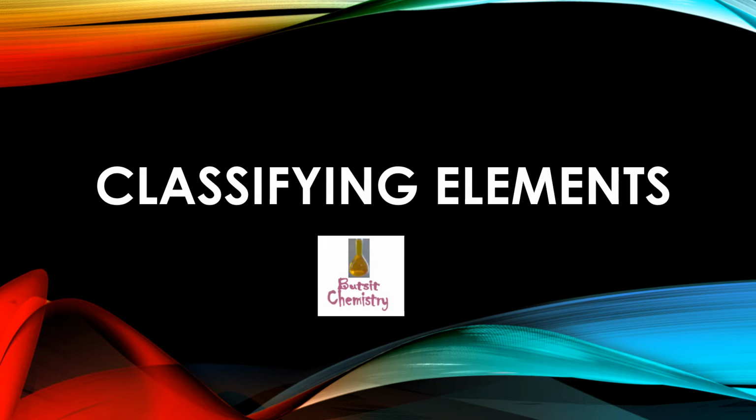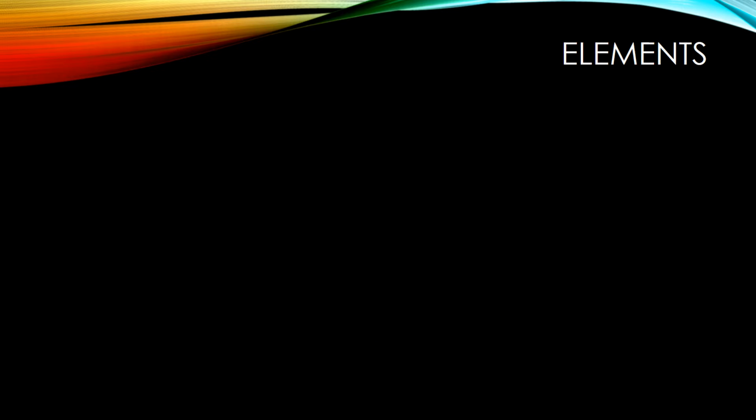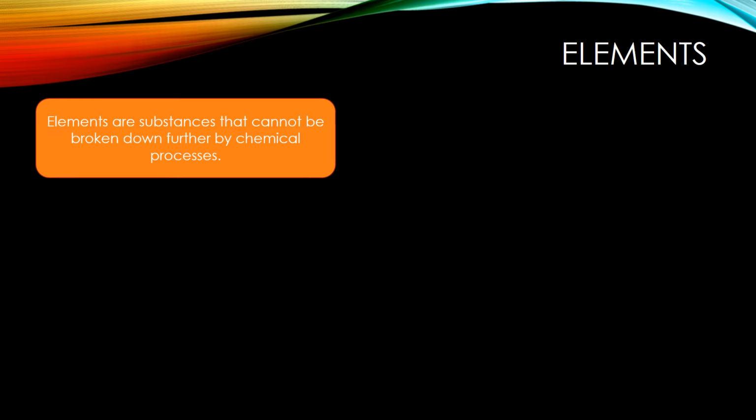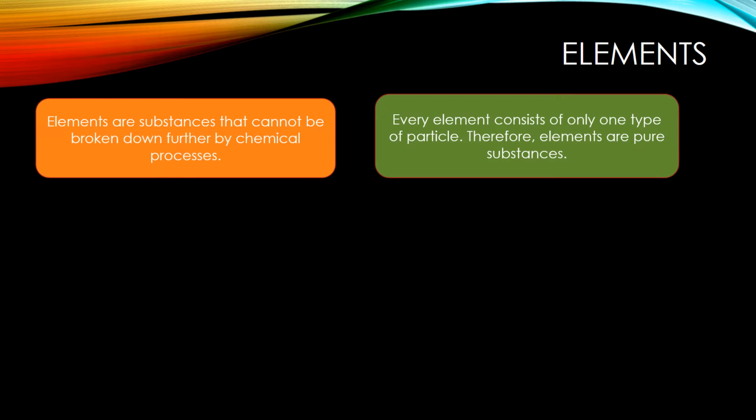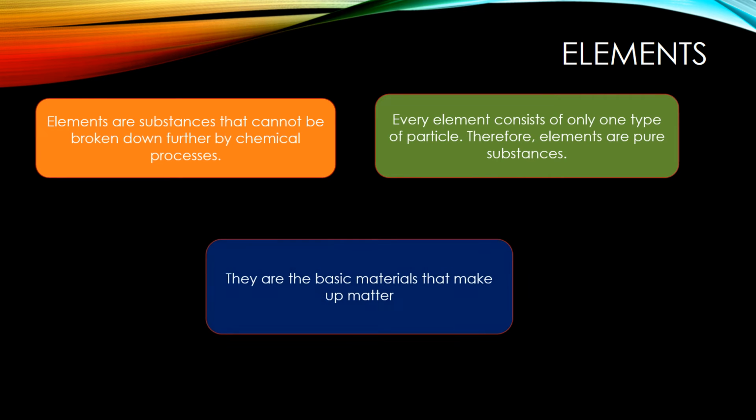Classifying elements. Elements as we know them are substances that cannot be broken down further by chemical reactions. Every element consists of only one type of particle. This makes us classify elements as pure substances. They are the basic materials that make up matter.